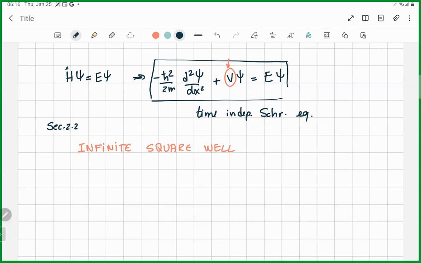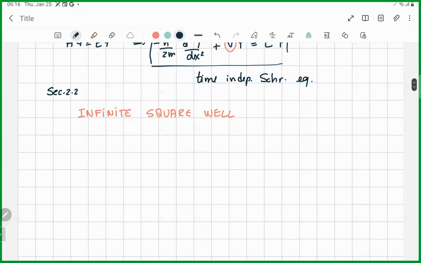So what is this infinite square well? Well, I'm going to write it here. This is the potential energy of X. It's zero in a certain interval, between X equals 0 and X equals a certain position A, and it's infinite otherwise. Well, what does it mean?